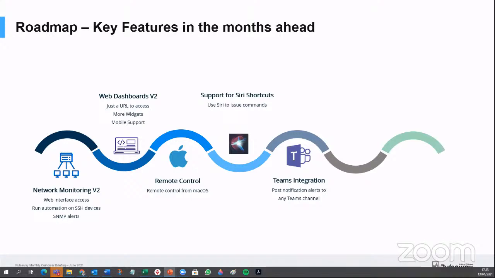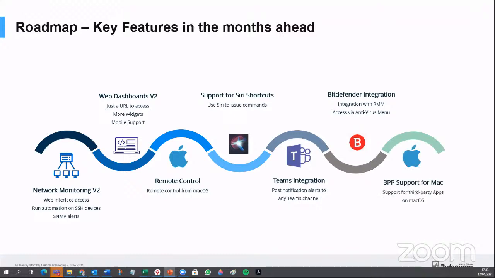Teams integration: we already have Slack integration, so we'll work on integration with Microsoft Teams. As I mentioned, Bitdefender integration is coming. It's definitely on the roadmap. And also 3GP support for Mac. At the moment it's Windows, but we are working on how we can bring that over to macOS. So these are some exciting things to keep an eye out for. Go to pulseway.com/new, and if you have any ideas, click that request feature button. We'll be delighted to hear from you.